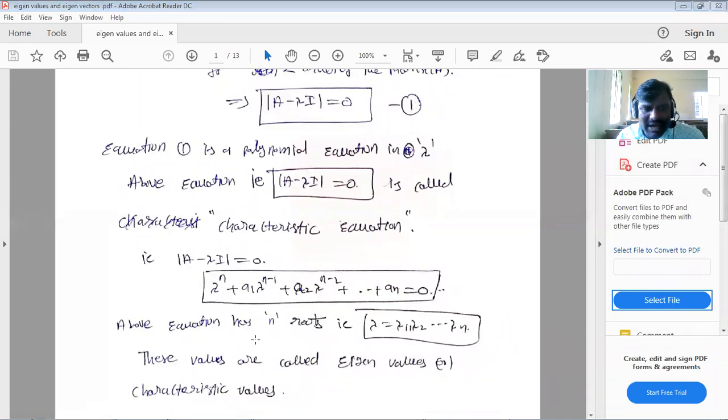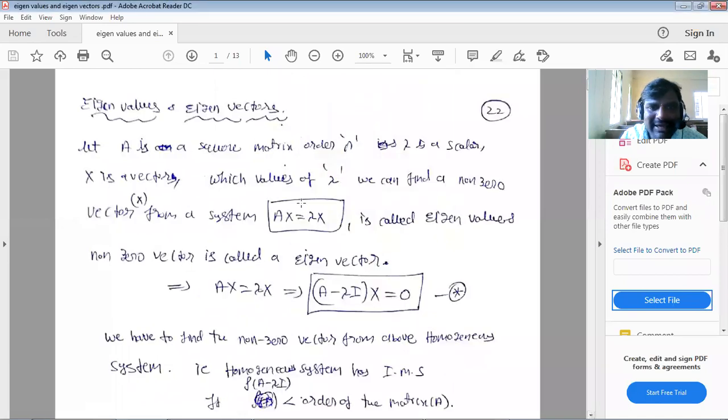Now, the above equation has n roots. Therefore, how many roots will be there? Lambda 1, lambda 2, up to lambda n. These roots are called what? These roots are nothing but the lambdas. Again, what is the definition given above? Lambdas are called eigenvalues, or proper values, or latent values, or characteristic values. Different names are there. The standard names are eigenvalues, characteristic values, or latent values.